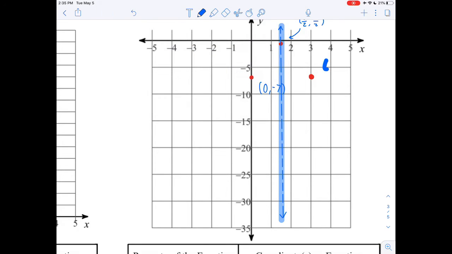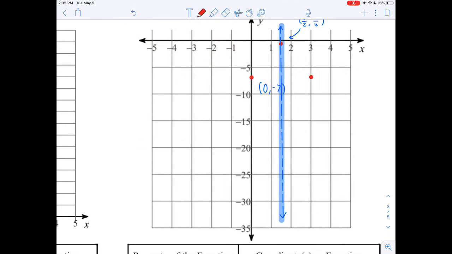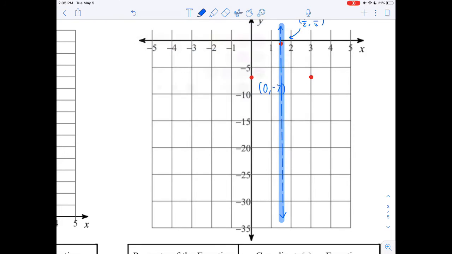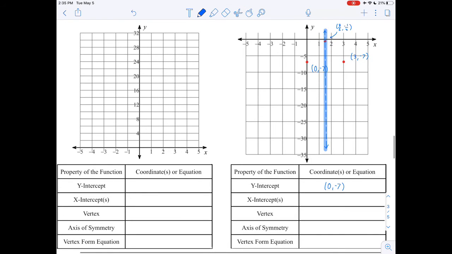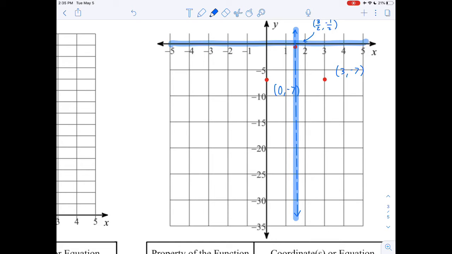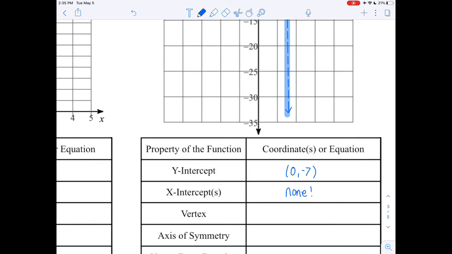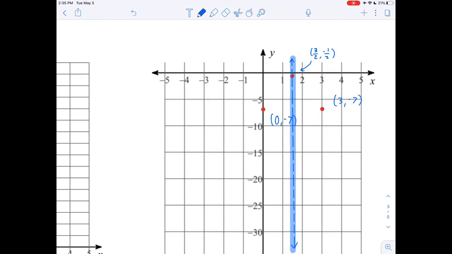And we'll actually test whether or not that's the case with an input-output table shortly. But right now, let's just label it as (3, -7), and we'll see if that actually holds up. So according to this, I'm not ever going to cross the x-axis, even though I get really close to it. So because I never cross the x-axis, I know that I'm going to have no x-intercepts. How can I verify that I'm going to have no x-intercepts?